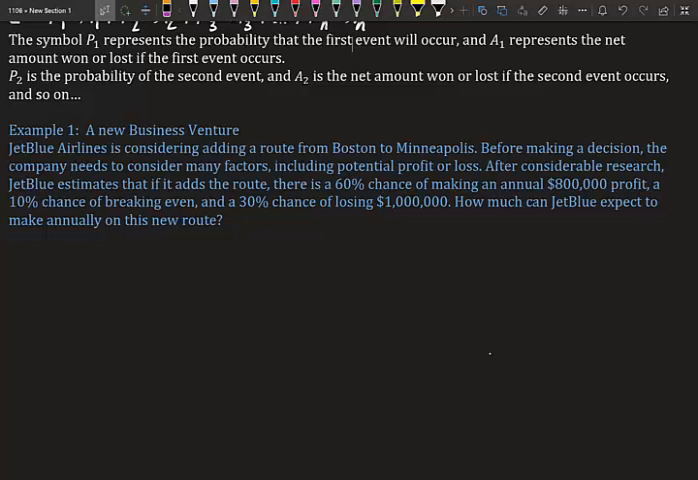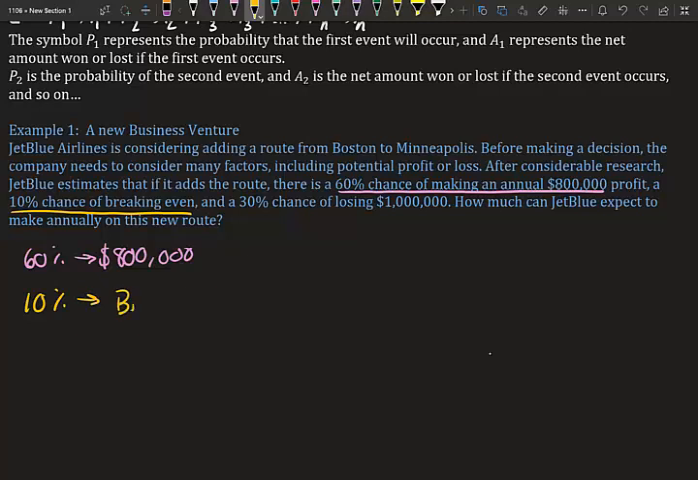So you see how we have 3 scenarios? We have making money, break even, and losing money. So we're going to have 3 sets. So we'll have P1A1, P2A2, P3A3 because we have 3 sets. So let's bring out those 3 sets. If they add the route, there's a 60% chance of making $800,000. I said 80,000, my bad. It's 800,000. Then there's a 10% chance of breaking even.